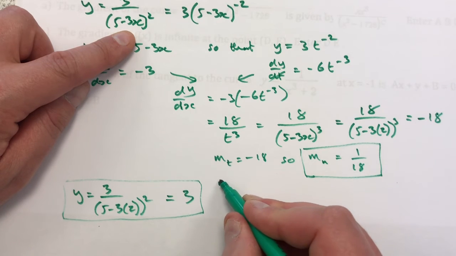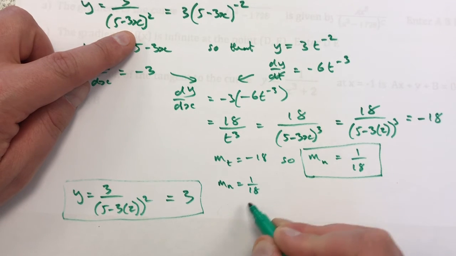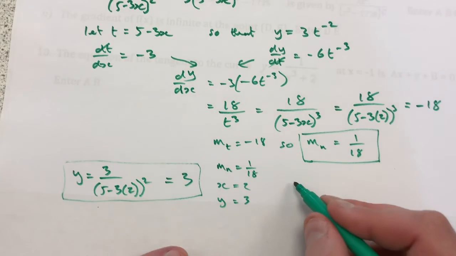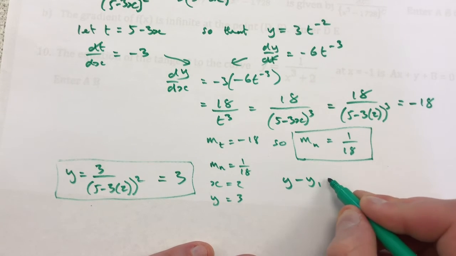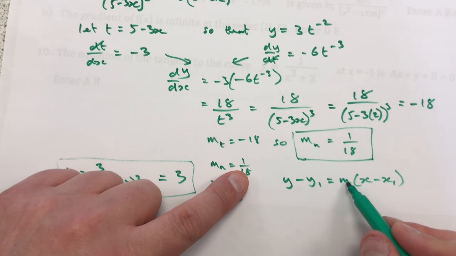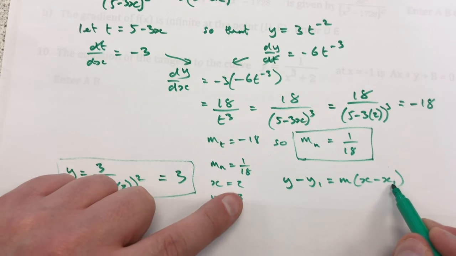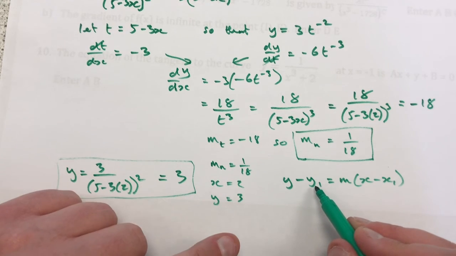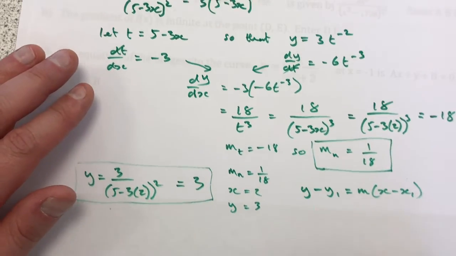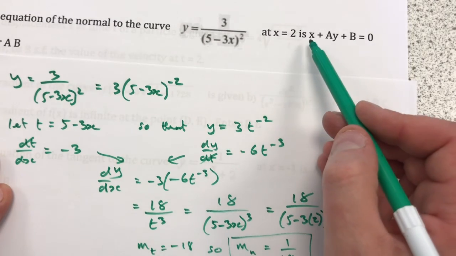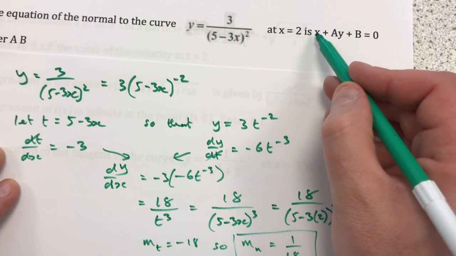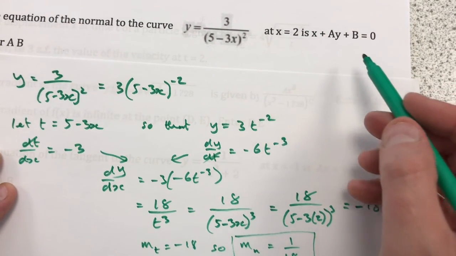So we've got the gradient of the normal is 1 over 18, we've got the x value is 2, we've got the y value is 3, and then we can just use the traditional y minus y1 equals m times (x minus x1). Put in the value of m, put in the value of x1 as 2, put in the value of y1 as 3, and then rearrange in the format that the question is asking for, which is x plus ay plus b. So that means this is going to have to be plus 1x, and then the rest of the information should fall out for you.